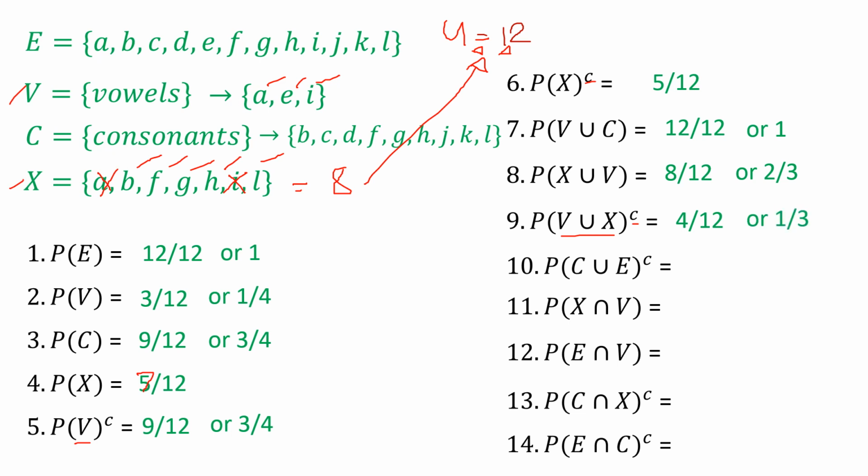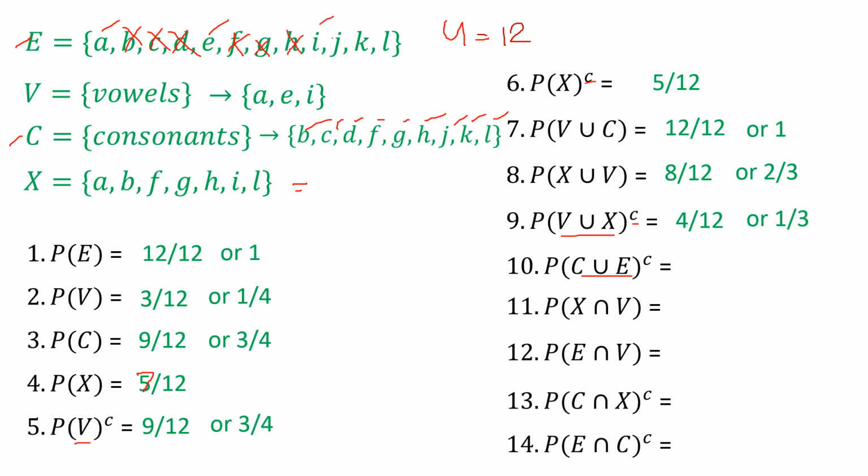Number 10. Probability of C union E complement. Again, to deal with the complement, we first deal with the initial notation. So, C union E. We have 1, 2, 3, 4, 5, 6, 7, 8, 9, 10, 11, 12. The other letters were already counted. So, the answer is 12. Subtracting that 12 from the universal set, 12 minus 12, the answer is 0. Therefore, we do have 0 only, not 0 over 12 anymore. Once the answer is 0, it is plainly 0.